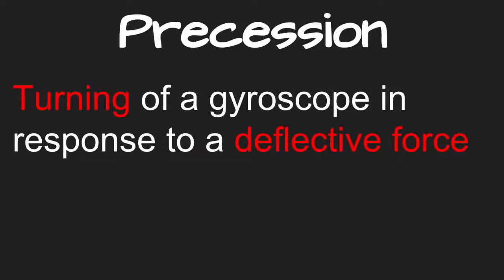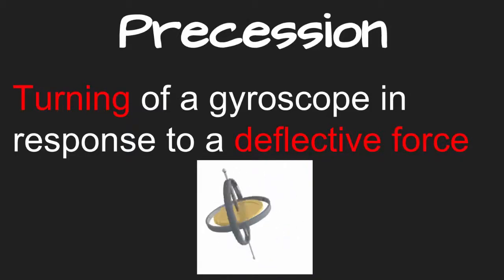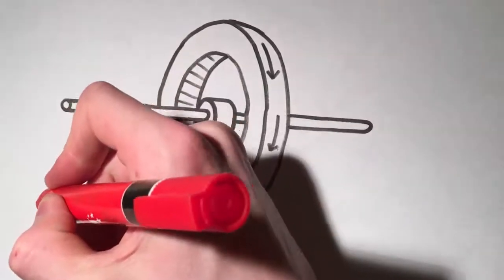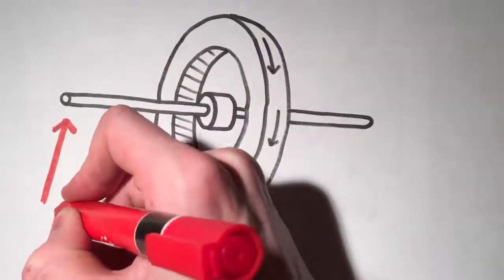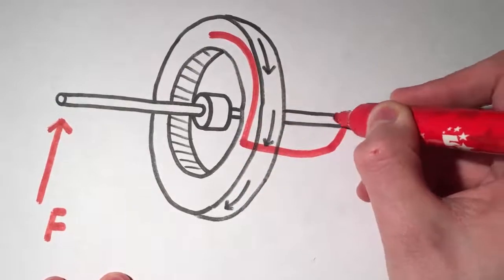Another gyroscopic principle is precession. This refers to the tilting and turning of a gyroscope in response to a deflective force. The reaction does not occur at the point where the force is applied, but instead 90 degrees later in the direction of rotation. The rate of precession is directly proportional to the force applied and inversely proportional to the speed of the gyro.